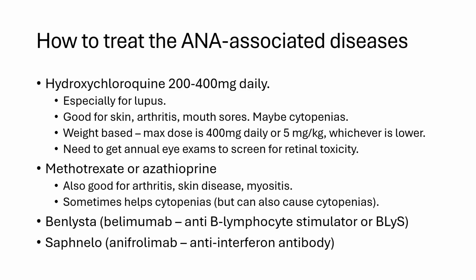The other biologic that we have is Saphnelo. Saphnelo is also known as anifrolumab. This is an anti-interferon antibody and also can be very helpful for lupus. These biologics are also being tested in other ANA-associated diseases, but right now the only indication is for lupus.